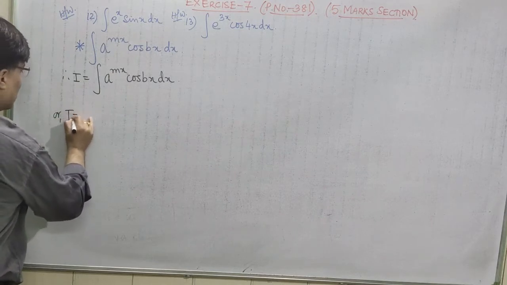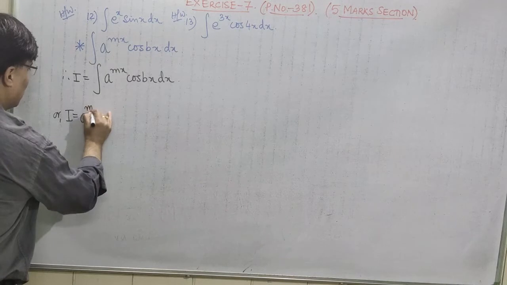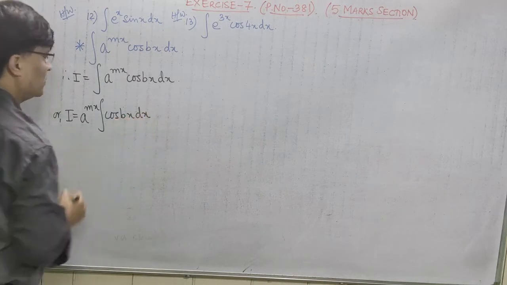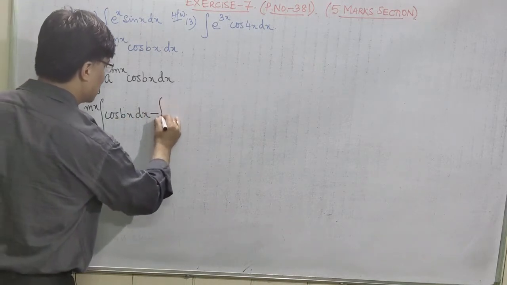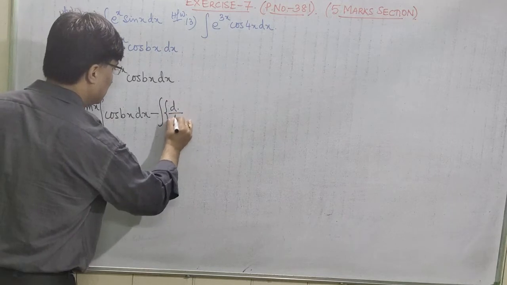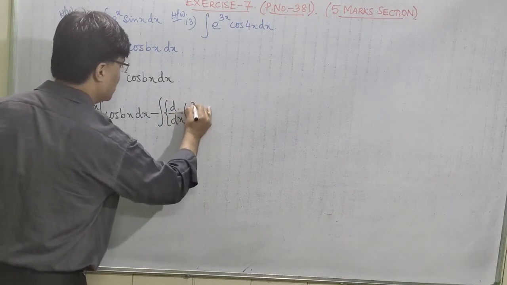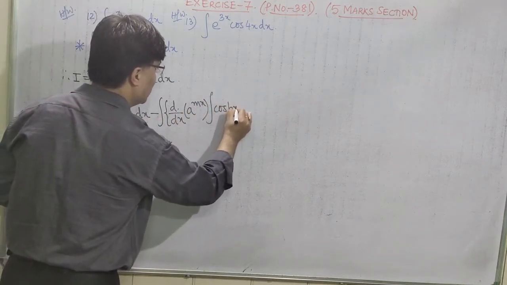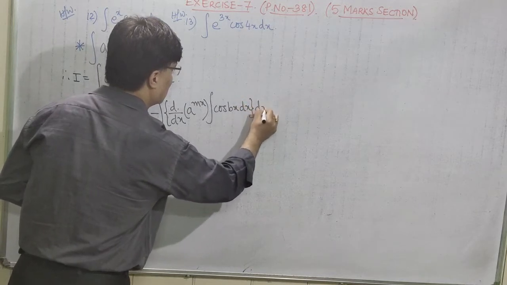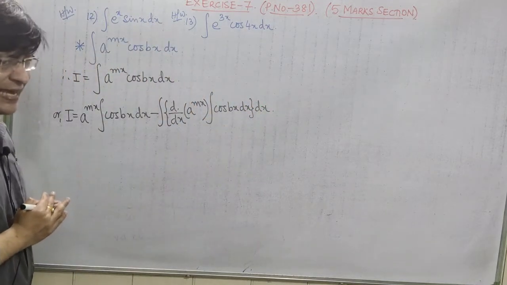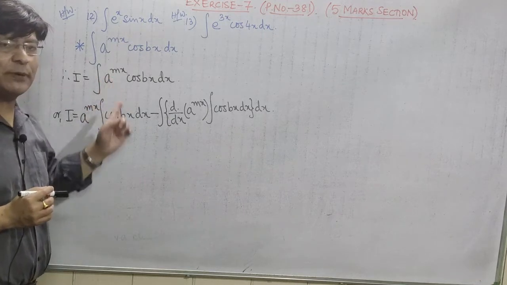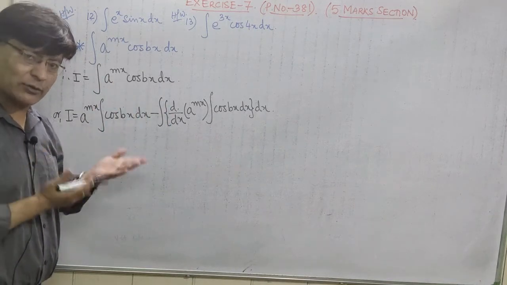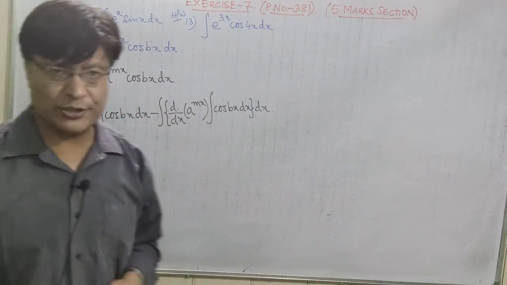So I is equal to, this is your a to the power mx, first function, integration of cos bx dx, then minus integration of, in brackets, d by dx of a to the power mx, then integration of cos bx dx, bracket closed, dx. So in this case, we have taken a to the power mx as the first function and cos bx as the second function. So accordingly, it is integrated by parts. Okay?